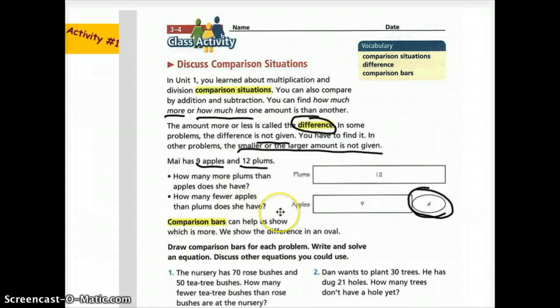Comparison bars can help us show which is more. We show the difference in an oval. Okay. So how many more plums than apples does she have? Well, 9 plus 3 is 12, so the answer would be 3. How many fewer apples than plums does she have? Again, the same, 3.